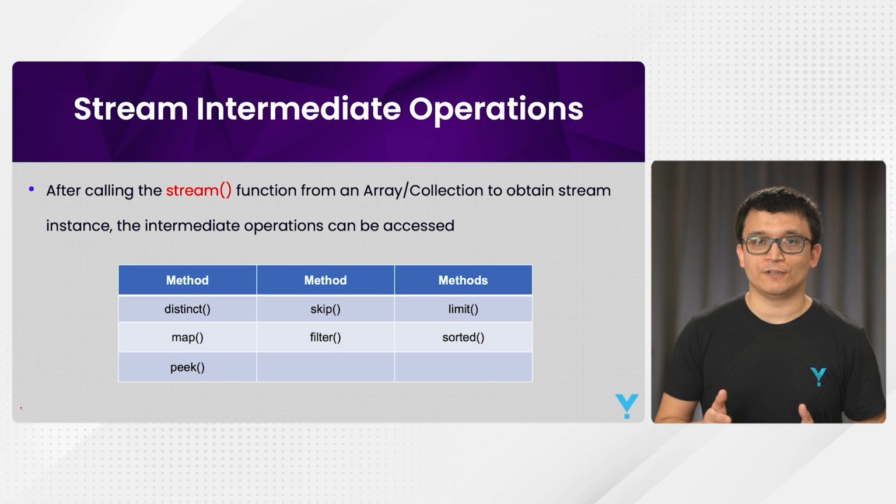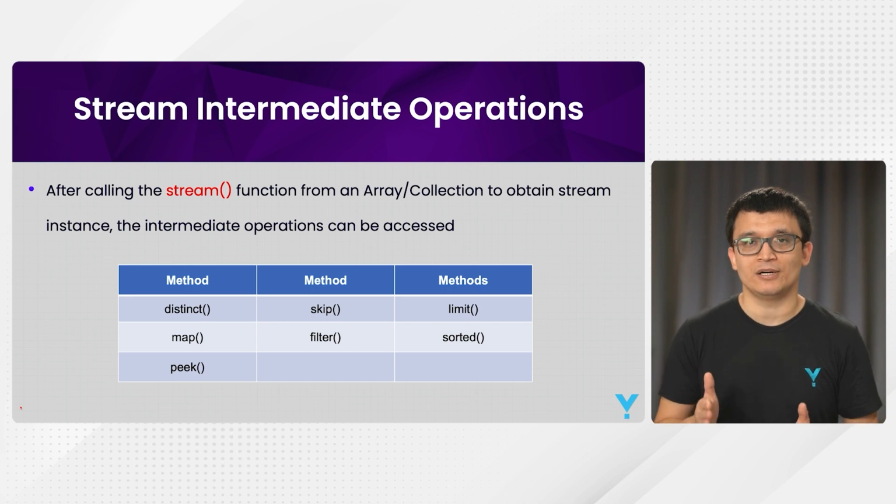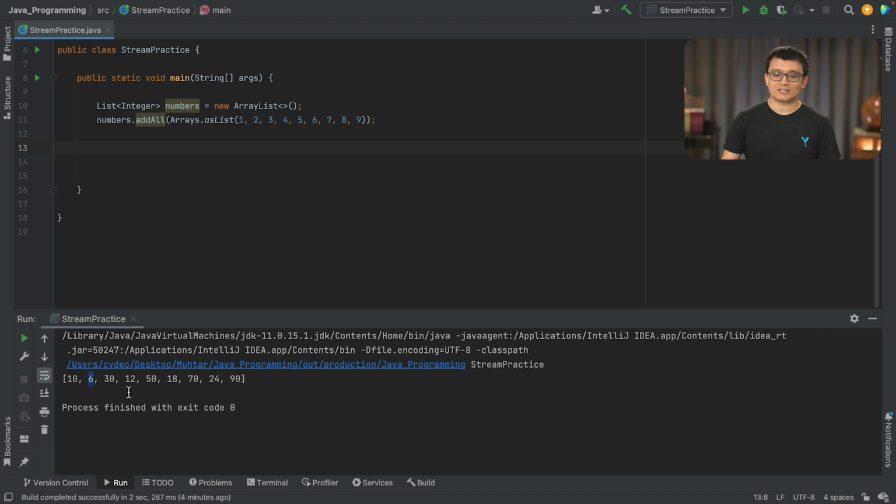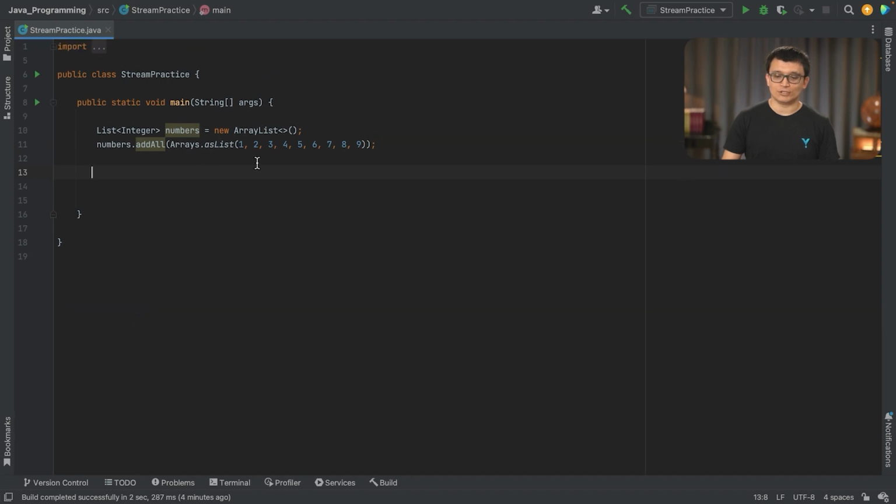It filters the elements within the stream instance by applying the specified predicate condition. Which means when you call this filter method, you need to provide the predicate condition for filtering the elements that are within the stream instance. For example, suppose that this is the list that is given to you. It contains the elements 1 to 9.